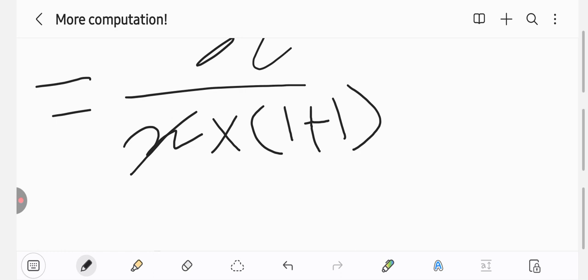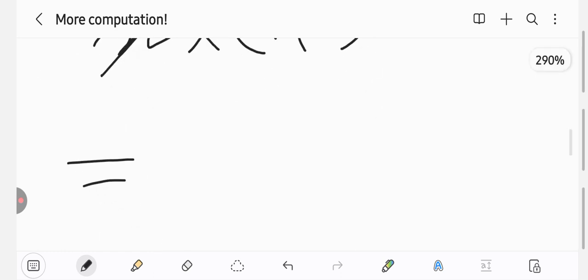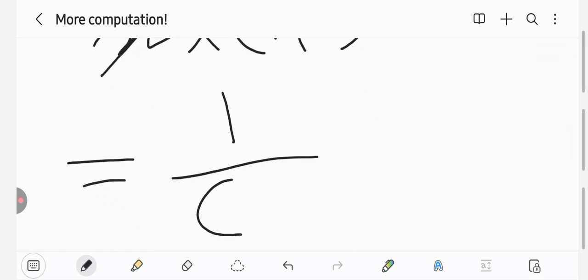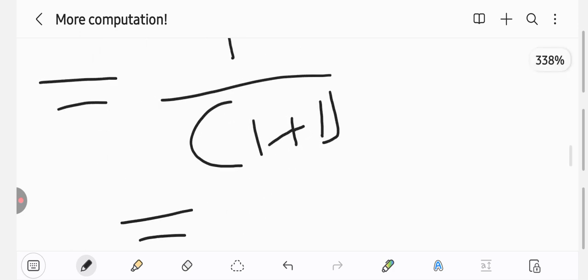So this x and this x cancel out, leaving you with 1 by (1 plus 1), which is just 1 by 2. So yeah, it was a very simple computation, but after learning a lot of logic, these things are really just hurting my brain right now.